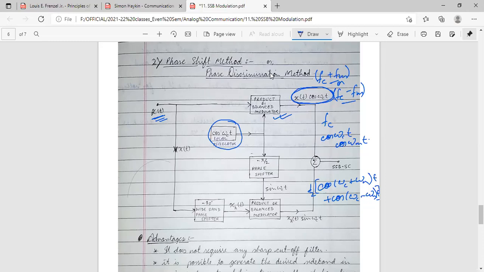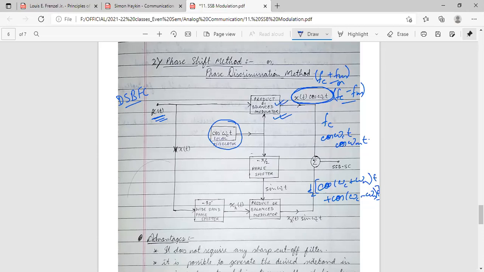Previously we have seen double sideband with carrier, DSBFC, double sideband full carrier. Now we are observing double sideband suppressed carrier. So today we have to discuss this product modulator part.